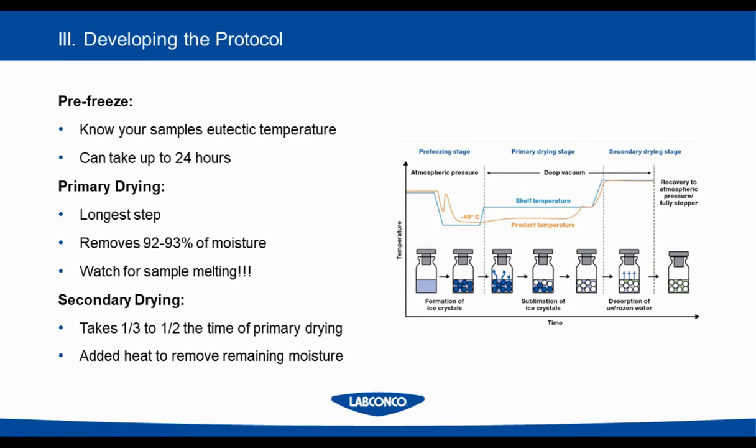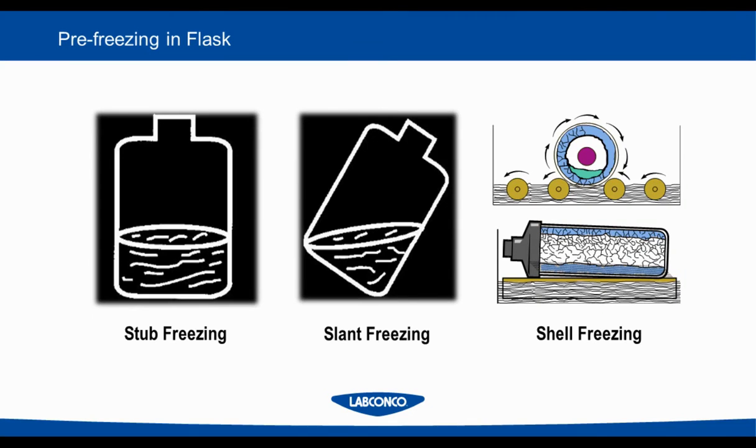There are 3 steps in the freeze dry process. Pre-freezing is your most important step. If the samples aren't frozen solid, meltback will occur. Knowing your sample's freezing point is extremely important. Primary drying will remove 92 to 93% of the moisture from the sample and will be the longest step of the process. Again, you want to make sure your samples don't melt during this time. Finally, secondary drying will remove the residual moisture from your samples and takes about 1/3 to 1/2 the time as primary drying.